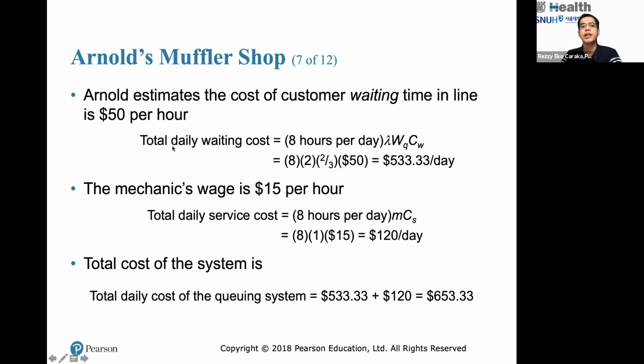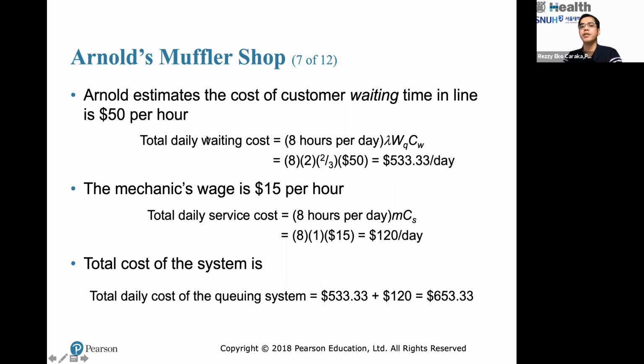For example, Arnold estimates the cost of customer waiting time in line is $50 per hour. So it's quite easy. Total daily waiting cost is 8 hours per day multiplied by lambda, Wq, and Cw. We already have this information from the last slide. We have the 8 hours, lambda 2, Wq 2/3, and Cw 50. So we get $533 per day. This is our total daily waiting cost.